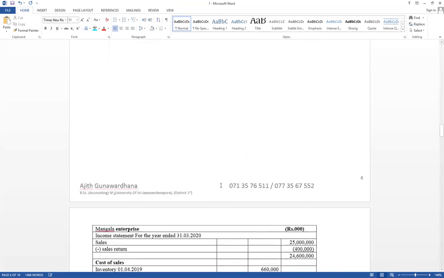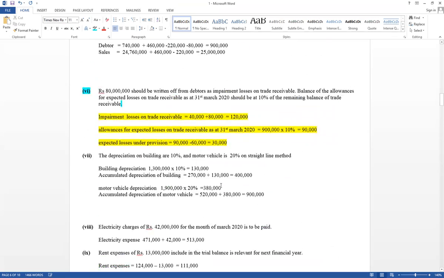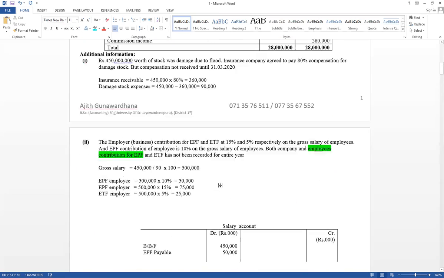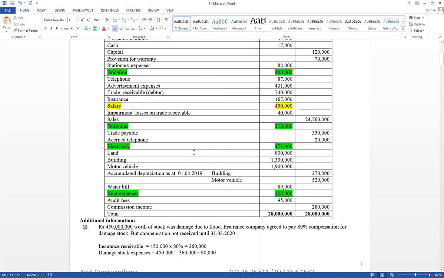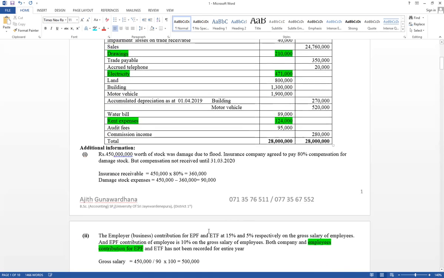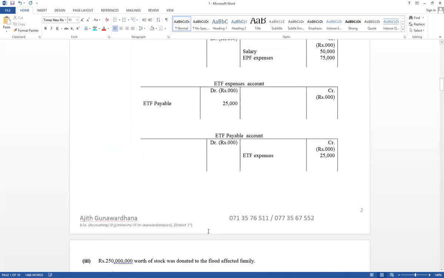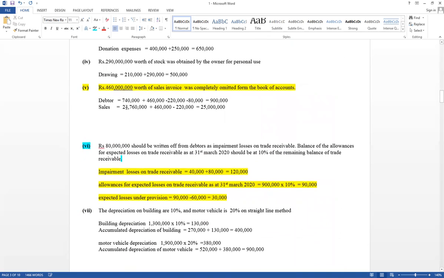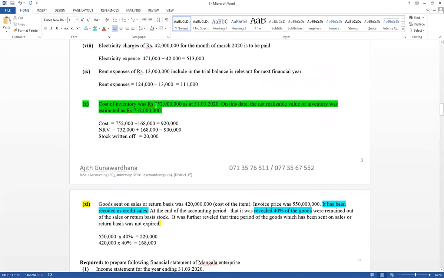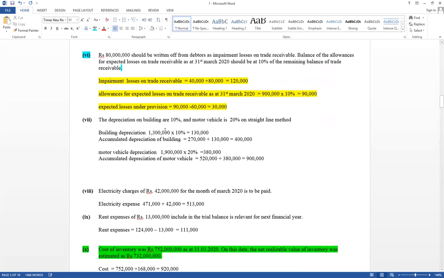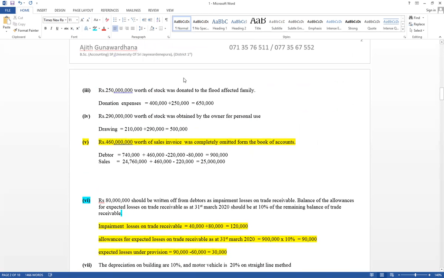This is the way you have to prepare the financial statements of sole proprietorships. It has given a trial balance. Additional information should be done from the beginning. Interrelated adjustment, if it has given a sales invoice completely omitted, it should be done from the beginning. Then goods sent on sale or return basis if it has been given. At the same time inventory adjustment and bad debts and doubtful debts adjustment. All other adjustments should be complete from the beginning.